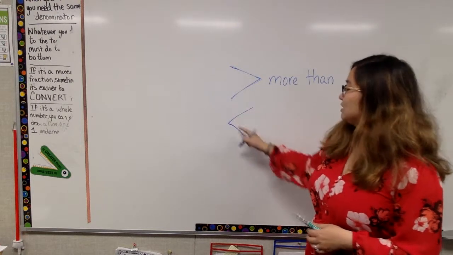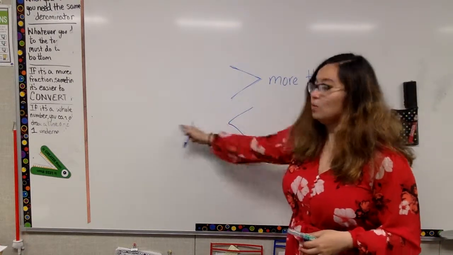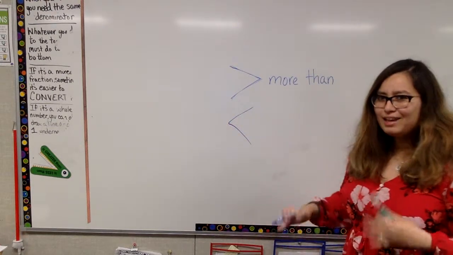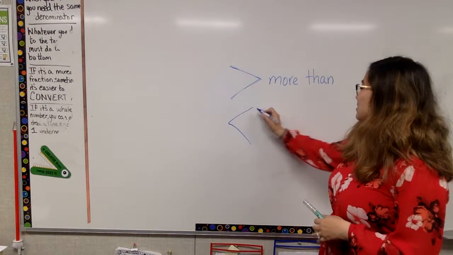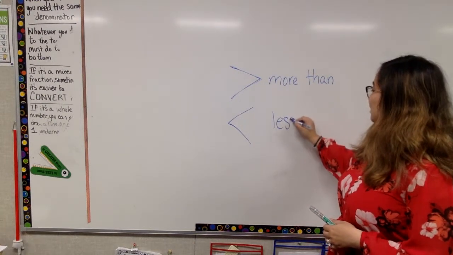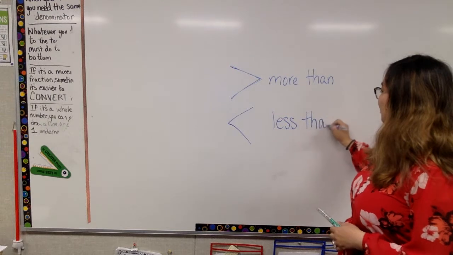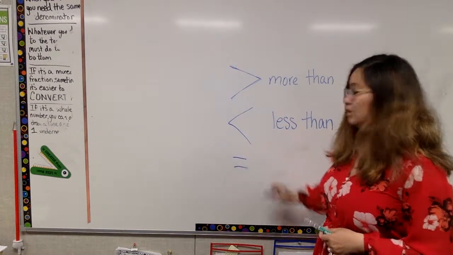And so the opposite side, if it's going towards the beginning, you're reading less pages and less words. So this symbol is less than. And obviously you have your equal to.